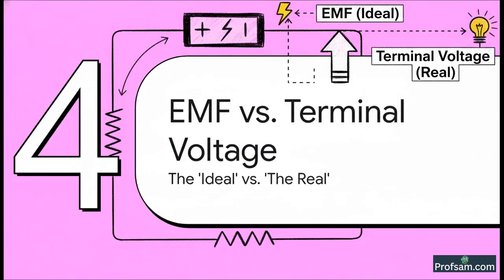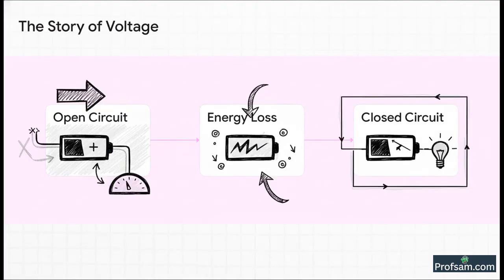So, this brings us to the final piece of our puzzle, understanding the difference between what the cell promises, its EMF, and what it actually delivers to the outside world. Let's just walk through this logically. Situation 1, the circuit is open. No current is flowing. If you measure the voltage now, you'll get the full EMF. Perfect, but the moment you connect a bulb or a remote and a current I starts to flow, there's an energy loss inside the cell.